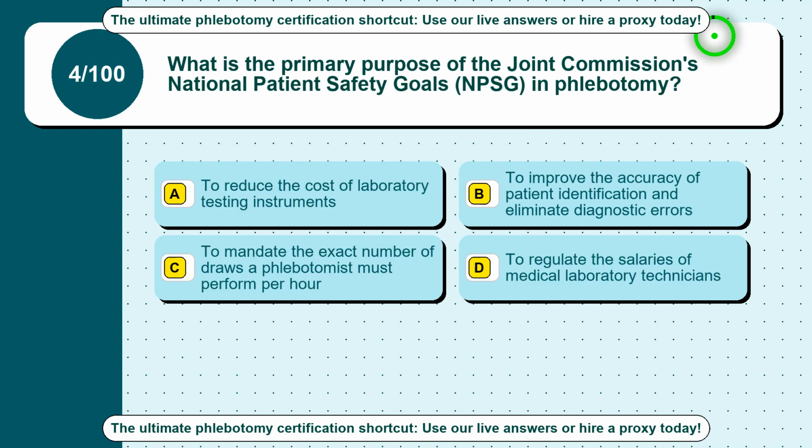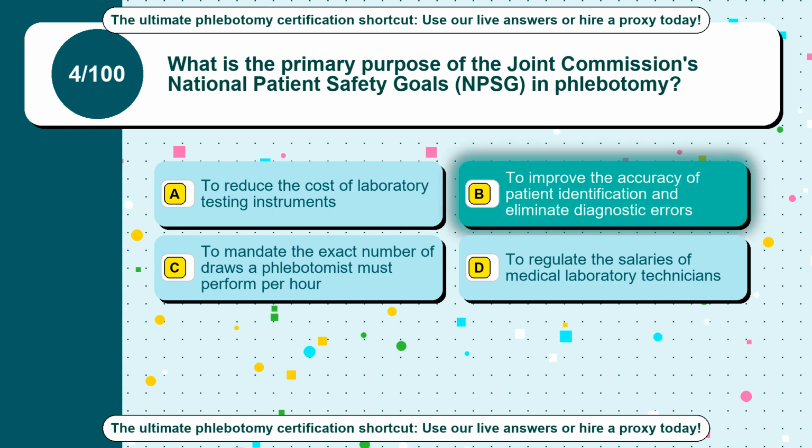Question 4. What is the primary purpose of the Joint Commission's National Patient Safety Goals, NPSG, in phlebotomy? Option A. To reduce the cost of laboratory testing instruments. Option B. To improve the accuracy of patient identification and eliminate diagnostic errors. Option C. To mandate the exact number of draws a phlebotomist must perform per hour. Option D. To regulate the salaries of medical laboratory technicians. The correct answer is option B.